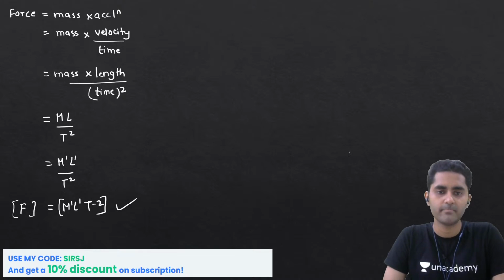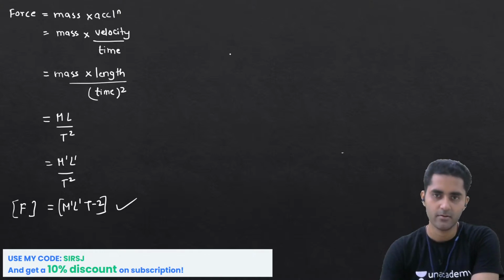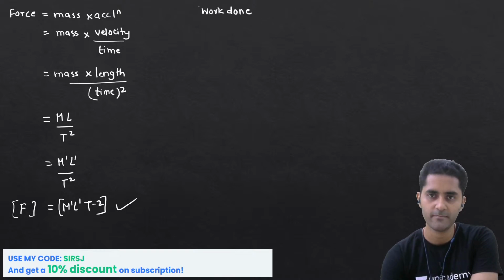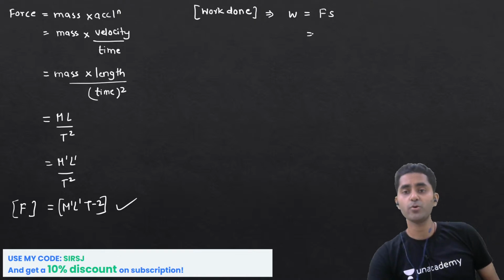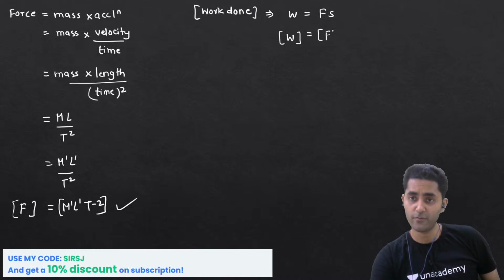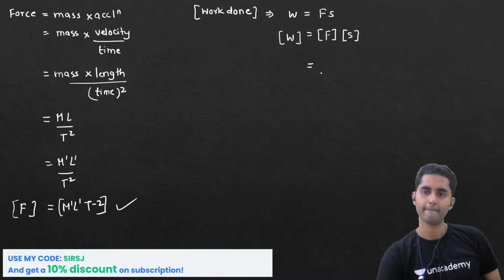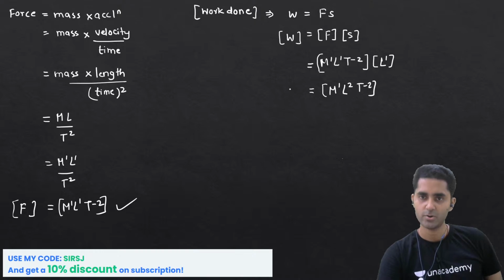Okay, so we calculated the dimension of force. Now any other quantity? Okay, work done. What is the formula for work done? Work done is force into displacement, right? Now we know the dimension of force, it is simply M1 L1 T minus 2. So dimensions of work done will be equal to dimensions of force multiplied by dimensions of displacement. X is displacement. So we already know the dimensions of force as M1 L1 and T minus 2. Since displacement is a kind of length only, it will be L1. It will become M1 L1 and L1, that will be L2, and T minus 2. So these are the dimensions of work done.